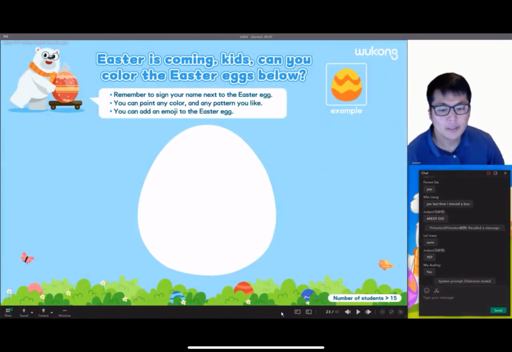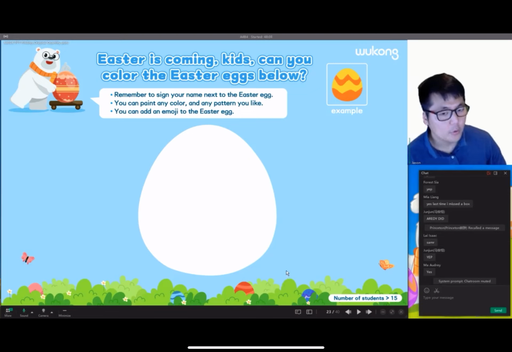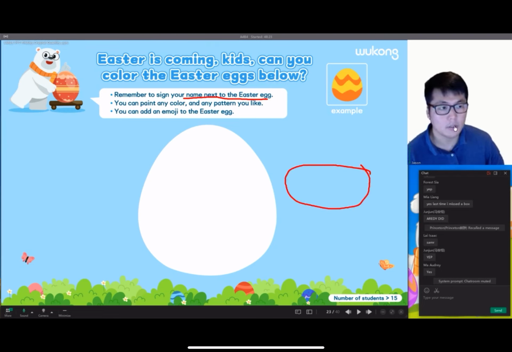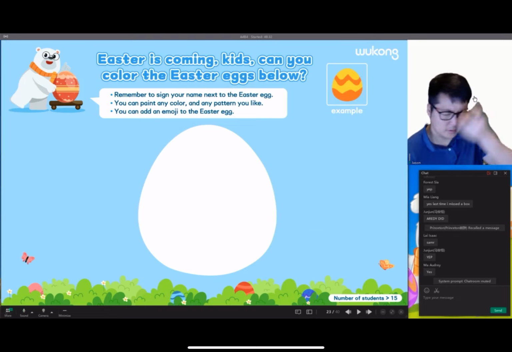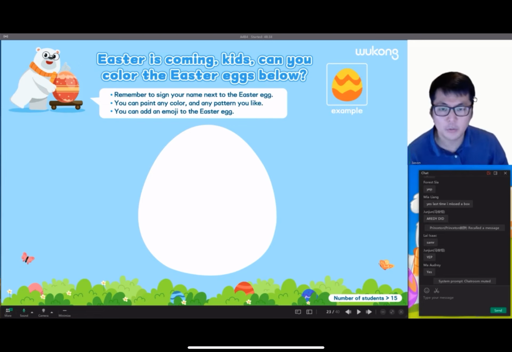We have a little competition that whoever draws the best Easter egg will get a reward from Wukong. Okay? Now, every student in the entire Wukong is doing this. So if you read the instruction, guys, remember to write your name next to the Easter egg. So your name should be over here, guys. Okay? If you don't have your name there, then you're not eligible to the participation. You must write down your name.